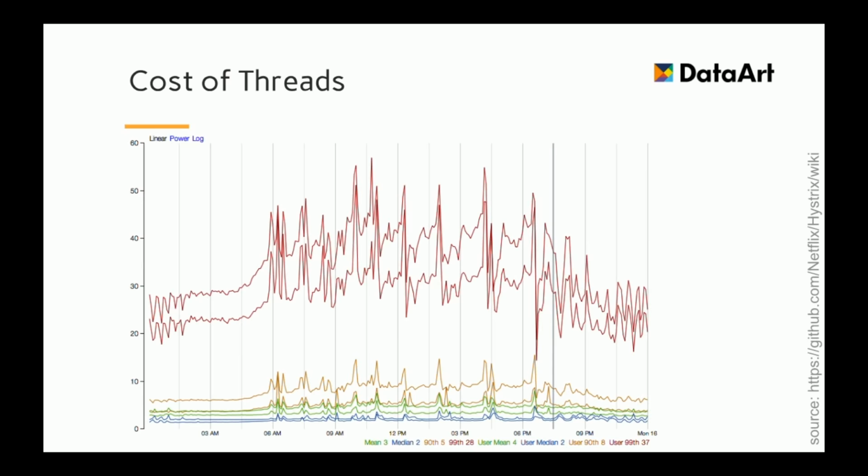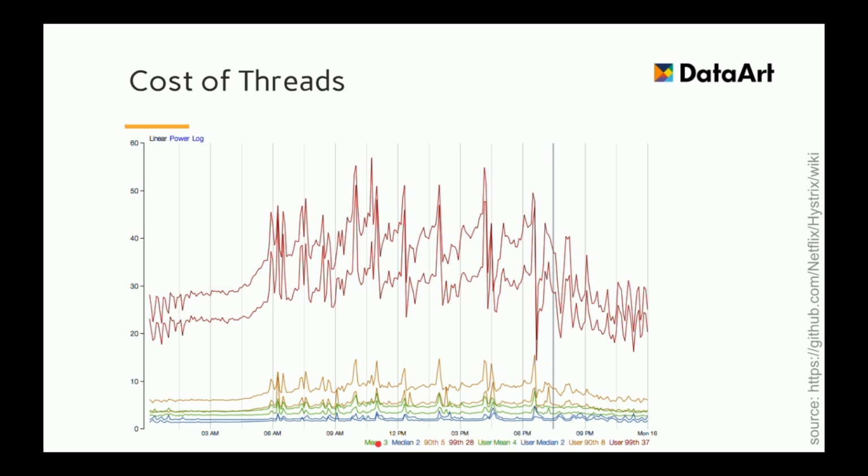And the cost of using threads. This is the diagram from Hystrix documentation, from their production, and they saw that for this command, which is executed billions of times a day, the user mean is the time spent on executing the command from the user perspective, so the whole time with Hystrix and the real execution of the command, and the mean is this real time spent on the request.